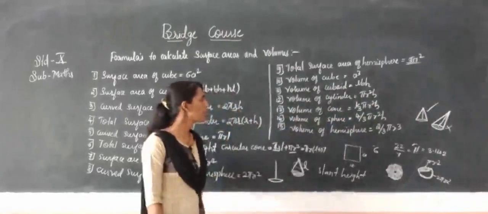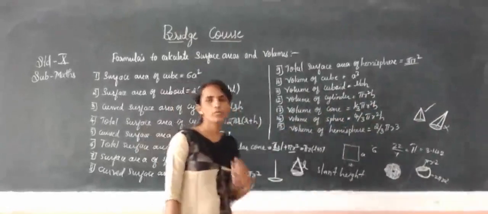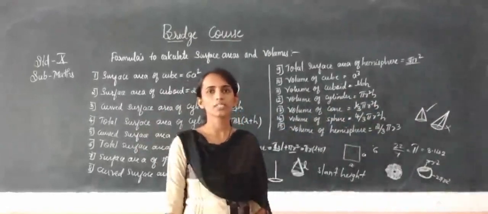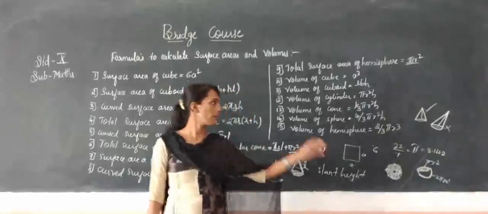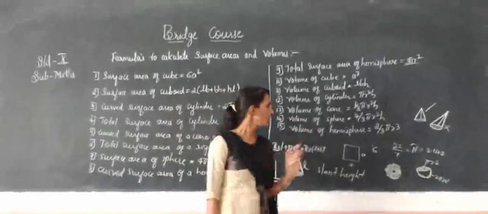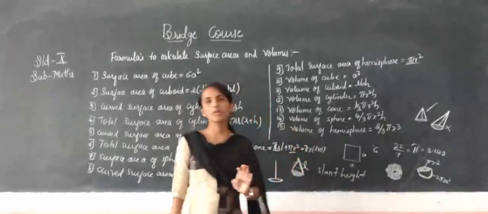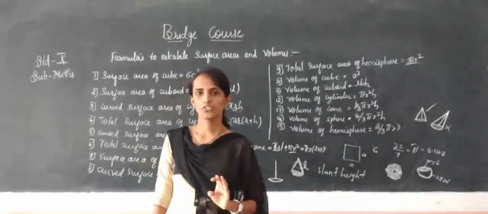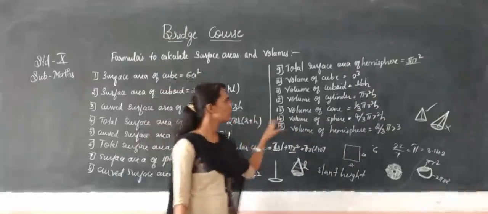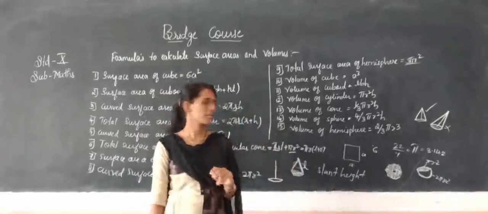So next one will become the volume of the cone. The volume of the cone will become 1 by 3 pi r square h cube units. And the volume of the sphere will become 4 by 3 pi r square h. The volume of the sphere, that will become 4 by 3 pi r square h.